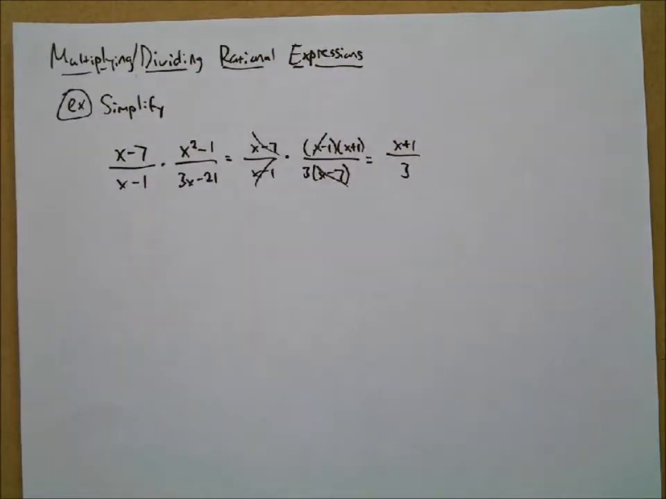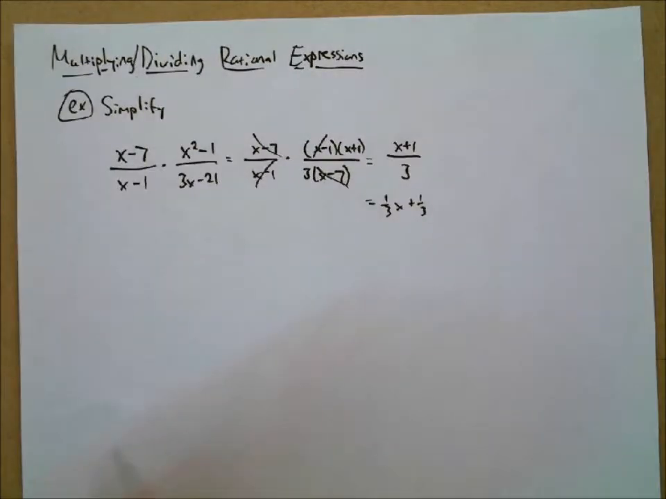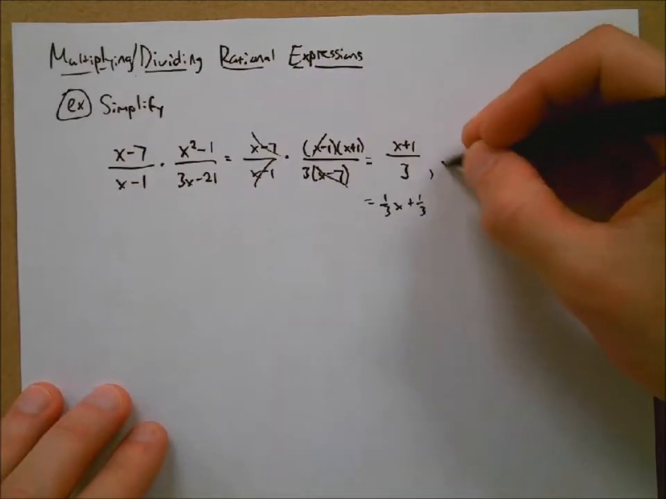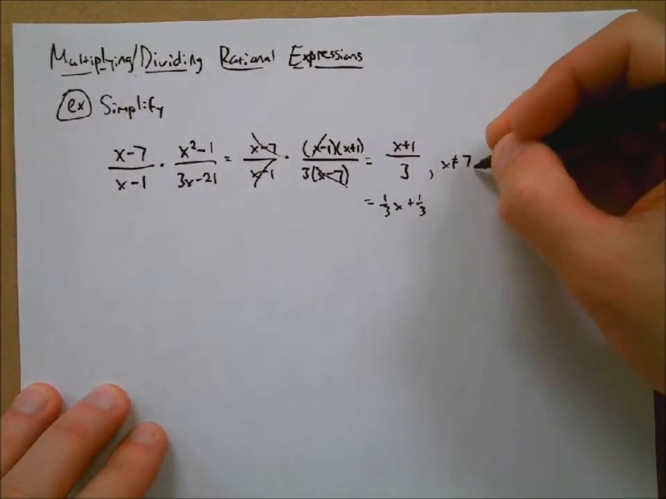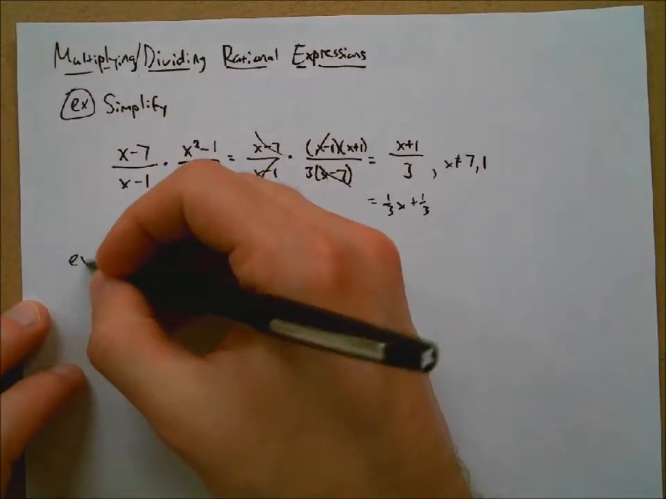Okay? So you can leave it like that, or you can make it 1/3 x plus 1/3 or something like that. You can divide it up. Your choice there. Again, stipulation, x not equal to 7 or 1. Okay, in this case. So yes, Jeff. Yeah. All right, let's do one more here. We'll do a division one.